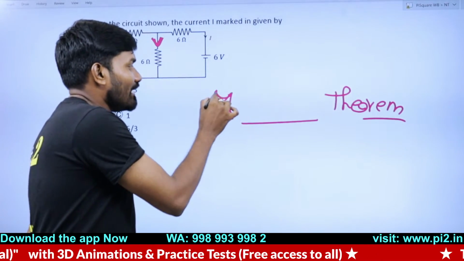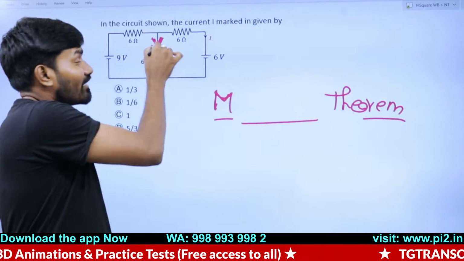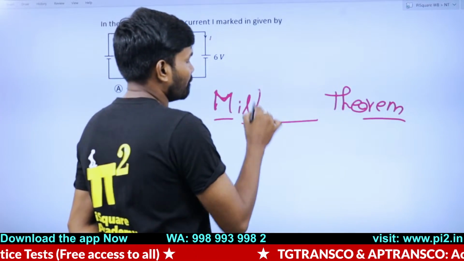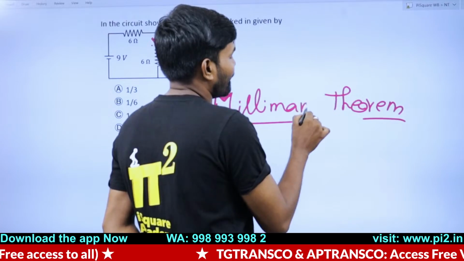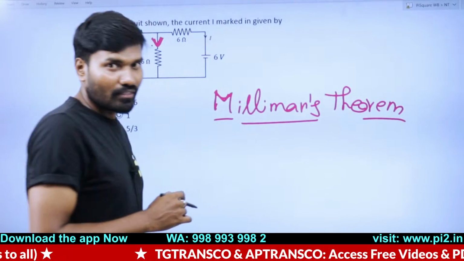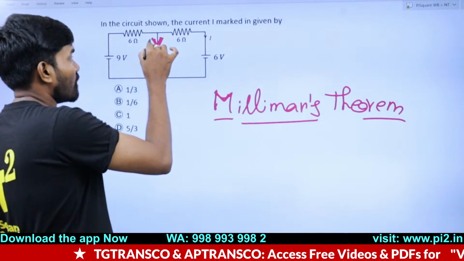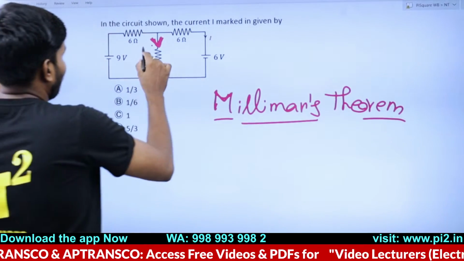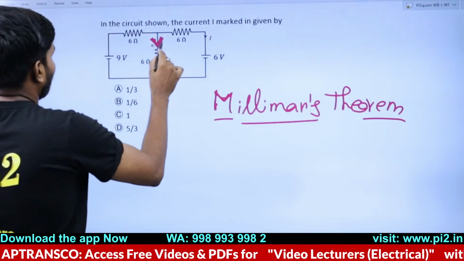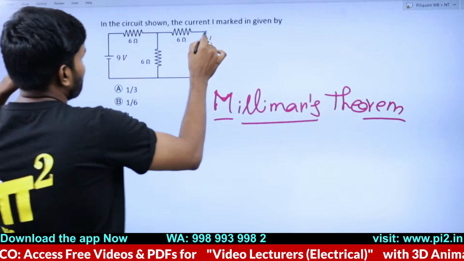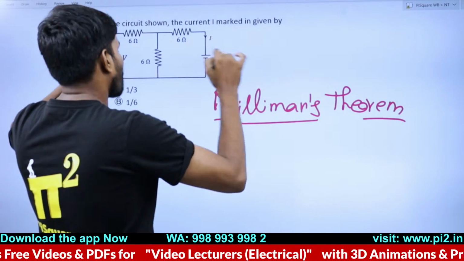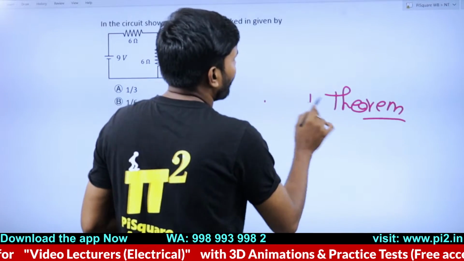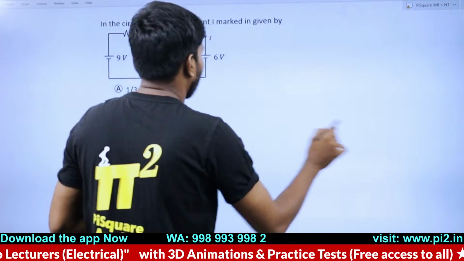M, it is starting with the letter M. If the question asked for this current, you should apply Millman's theorem. Millman's theorem will give the direct answer if the current asked is here. But the current asked is in this branch, so you have to apply superposition or nodal analysis to get the answer.